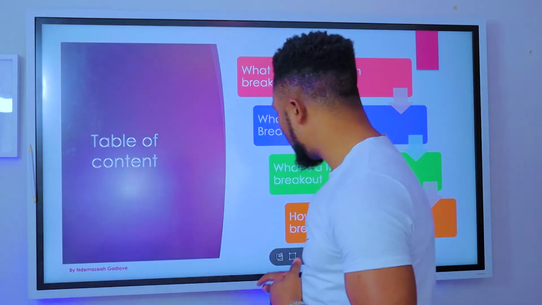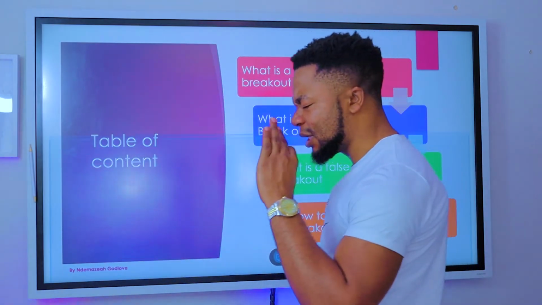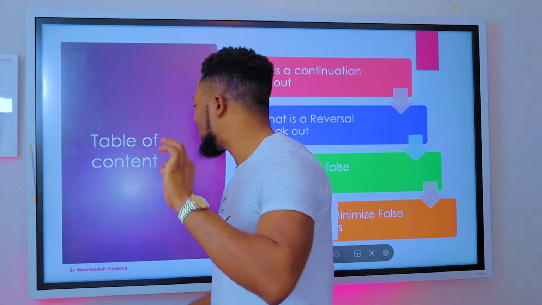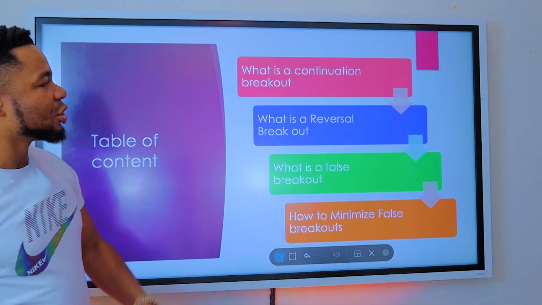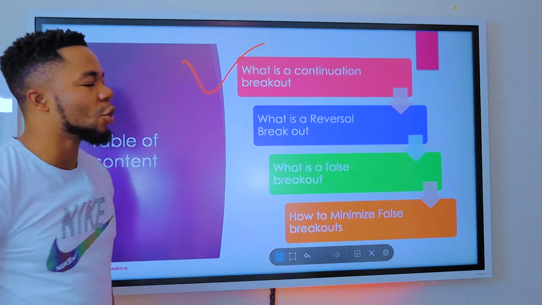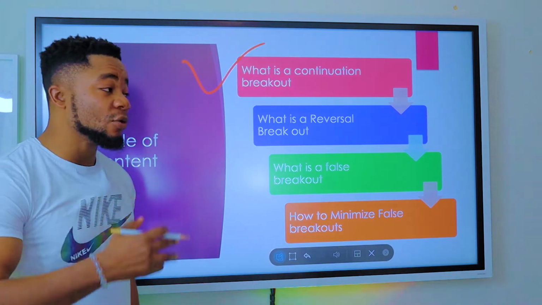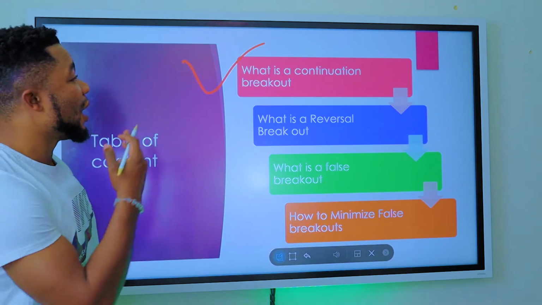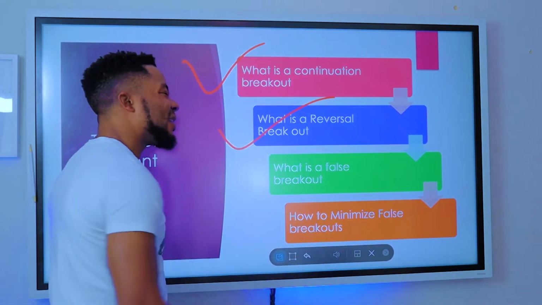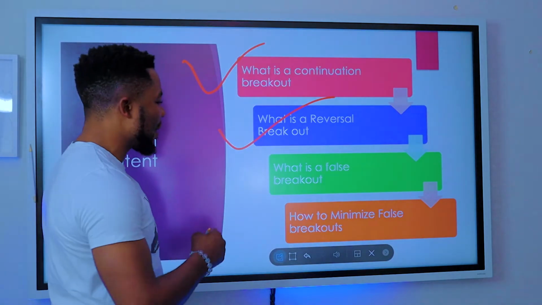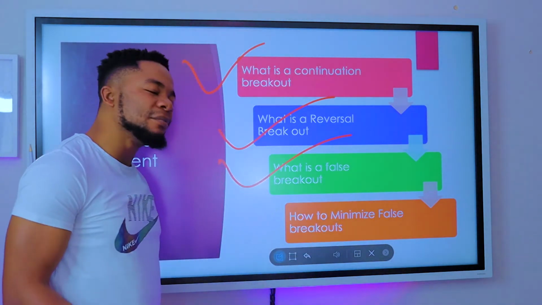So today we're just going to be going straight to the point, because I want to bring the point to you guys as quickly as possible without taking much time. All right, so on today's video we're going to be talking about what a continuation breakout is. I'm going to tell you the types of breakouts we have, and one of them is what we call a continuation breakout. Another one is what we call a reversal breakout. What is a reversal breakout? Then what is a false breakout?